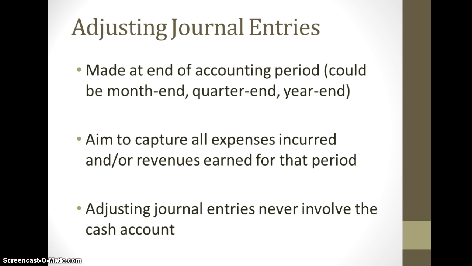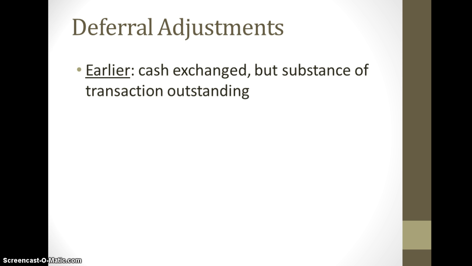Now there's two types of adjusting journal entries, deferrals and accruals. And in this first part, we're going to focus on deferrals. So what are deferral adjustments? Well, a deferral adjustment results when cash was exchanged earlier on in the accounting period or year. So there was an exchange of cash earlier on, but the substance of the transaction hadn't occurred yet.